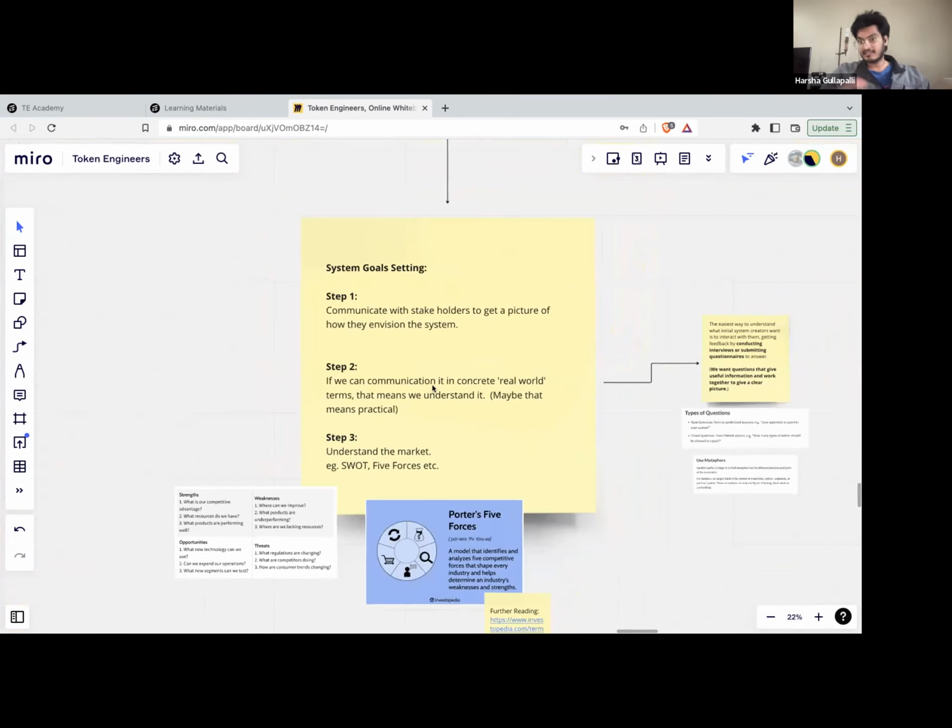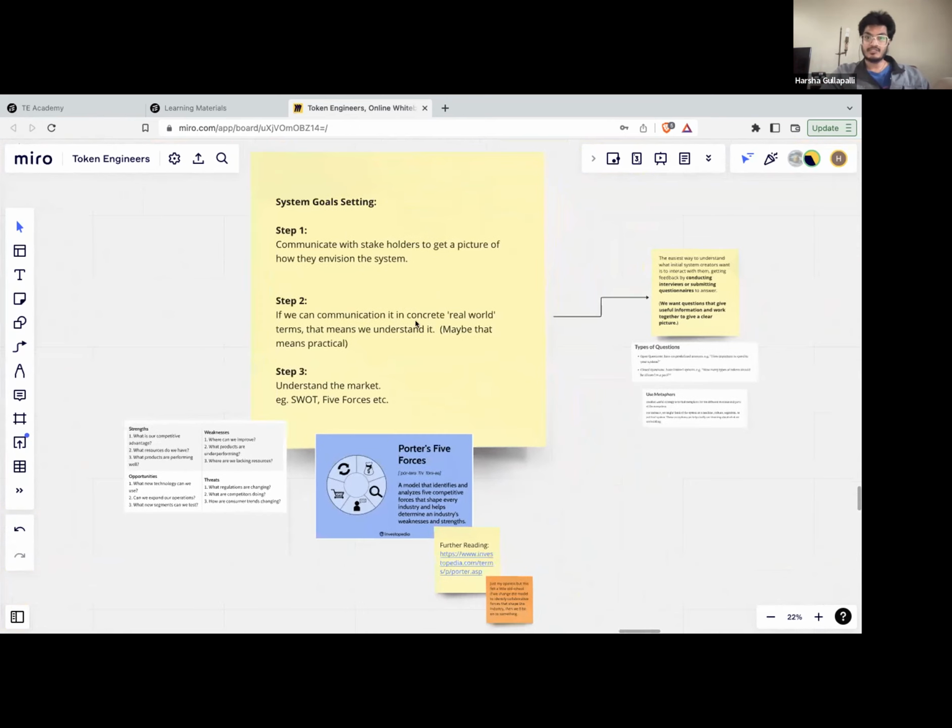So these are the steps for deciding the goals. First step is to communicate with the stakeholders to get a picture of how they envision the system. And step two is to take whatever is communicated and, if we are able to put it in practical or concrete terms, that means we understood our system.